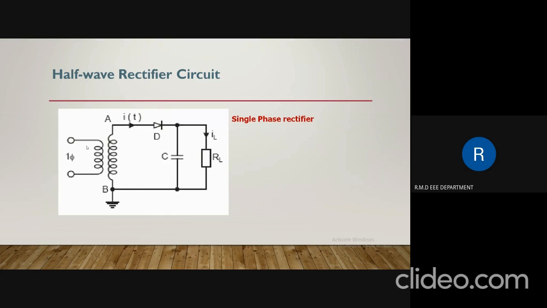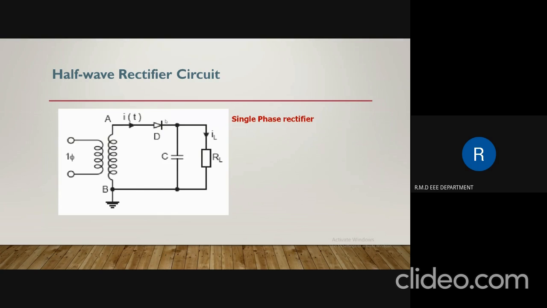During the positive half cycle of the supply voltage, the diode D is forward biased and the current flows from the secondary winding towards the diode D, through the load resistor and to the negative of the winding. So during the positive half cycle there is a flow of current, and an output voltage is generated across the resistor RL.